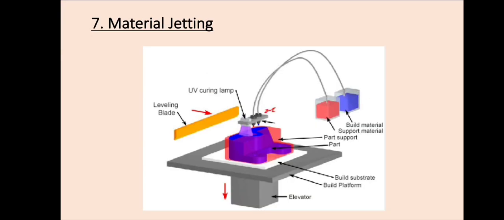Then the material jetting process, in which we use different types of material, build material and support material. Both materials are jetted onto the build platform in the form of layers. Two mechanisms can be used to deposit this material: continuous jetting or drop on demand. After a layer has been deposited, we use a UV curing lamp to cure it, and then we deposit another layer. This layer by layer process goes on until the product is formed.